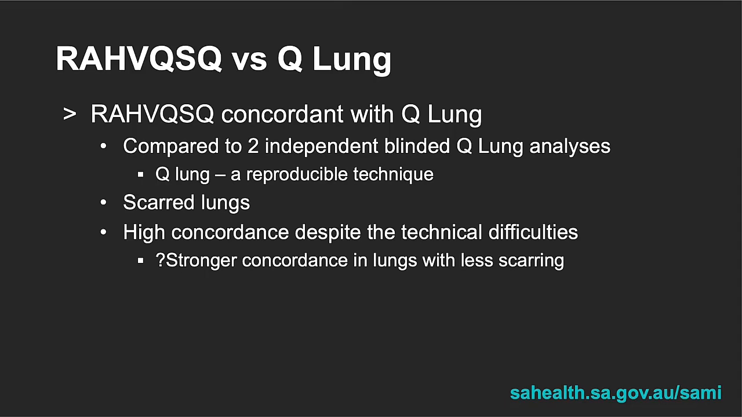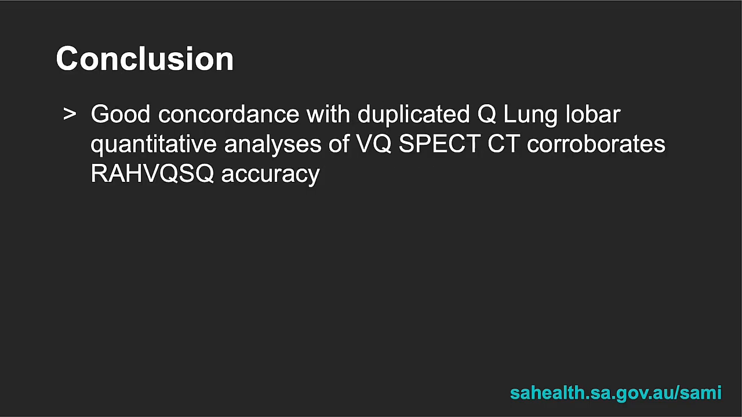The results of our study show that there is a high concordance between RAH-BQ-SQ and QLung. Just to be sure, concordance was confirmed by comparing QLung analysis by 2 independent operators who arrived at very similar results. Thus, we also proved the inter-observer reproducibility of QLung. To test the robustness of our concordance, we used data of patients with end-stage emphysema. A stronger concordance is expected if there were less scarring, as evident from the high ICC scores when the troublesome data points were excluded.